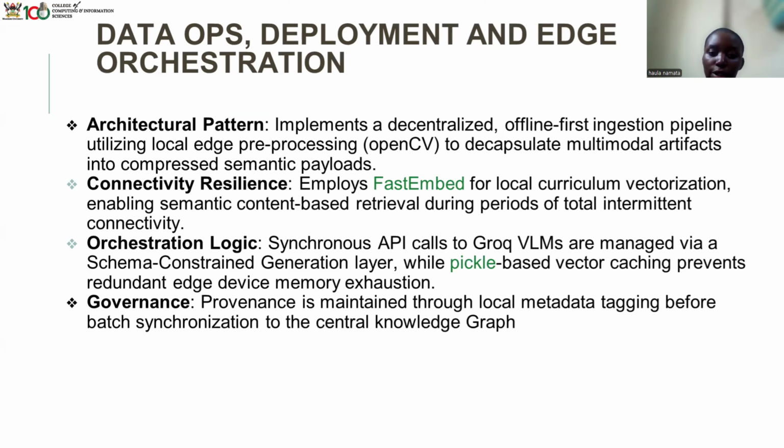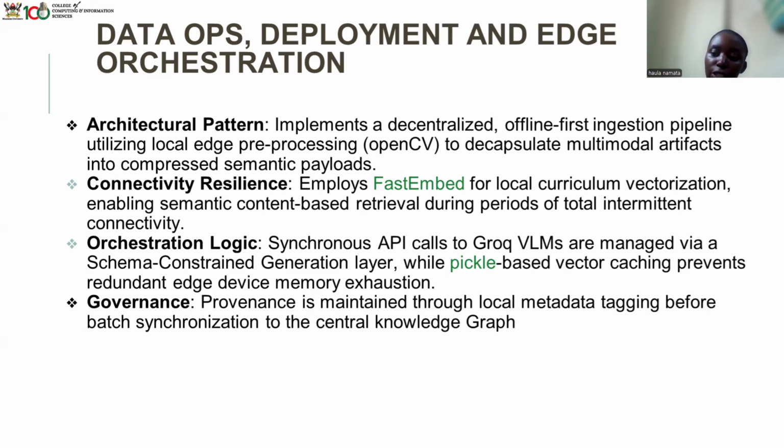And then how we handle the synchronization pipeline. So we use batch synchronization, which is utilized when the connectivity becomes available. So it enables decentralized semantic ingestion across the geographically distributed settlements. And then the orchestration logic: the semantic extraction pipelines coordinate the VLM processing, the vector embedding, the graph insertion, and the semantic validation.